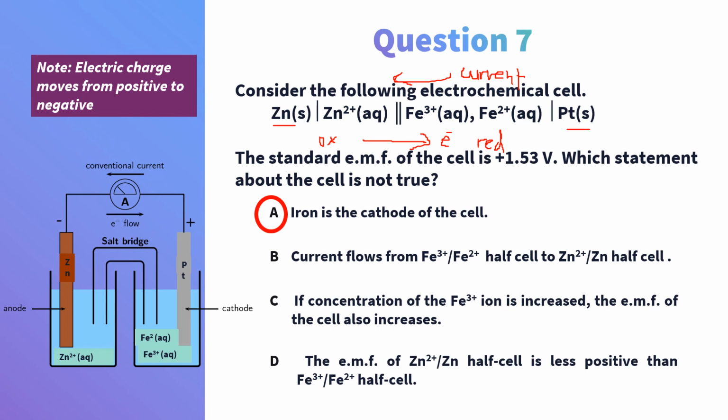Okay, if the concentration of iron(III) ion is increased, the EMF also increases. So this one refers to the Nernst equation. Okay, the zinc half cell is less positive than the iron half cell, so this is correct. The zinc half cell is oxidation, so more negative. The iron half cell is reduction, so more positive.